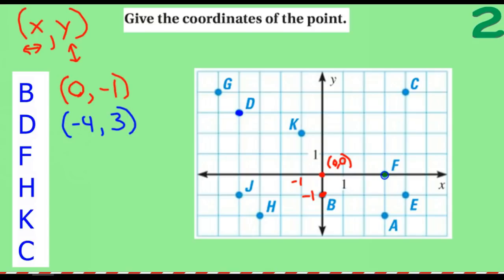F is right here. Now we start at 0, 0 and go over to F. So 1, 2, 3 is our x. Now we don't go up or down at all, so that's going to be 0 for the y. H is right here. Now we're going to the left of 0, so negative 1, negative 2, negative 3. And we go down below 0, so negative 1, negative 2.